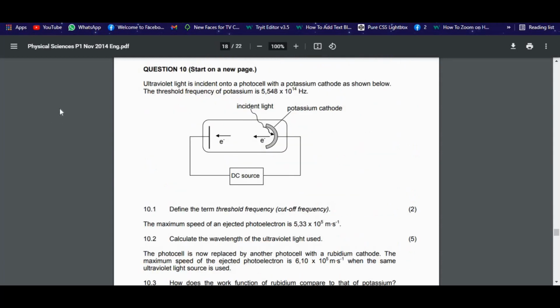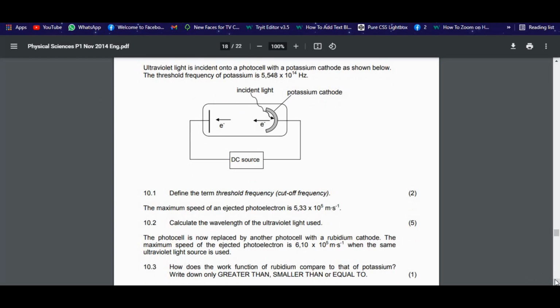Right, grade 12s, try another paper, 2014. Okay, just the year after. Question 10, this one: ultraviolet light is incident onto a photocell with a potassium cathode as shown below. The threshold frequency of potassium is given as 5.548 times 10 to the 14 hertz. Okay, I'm going to scroll down a bit. As you can see, we have some questions there.